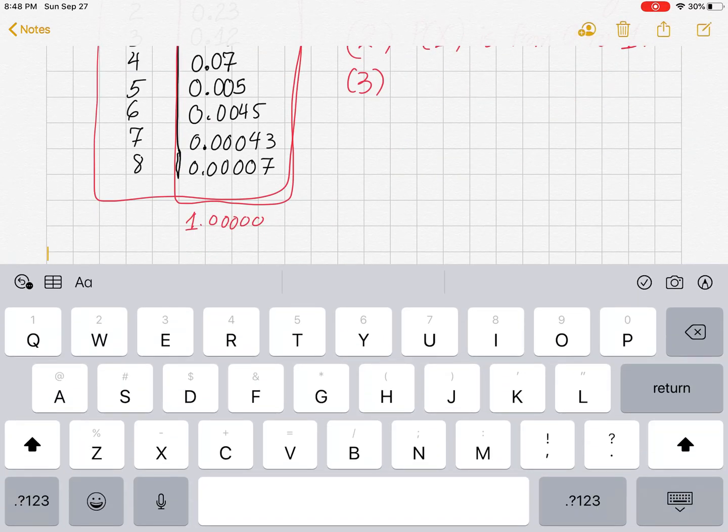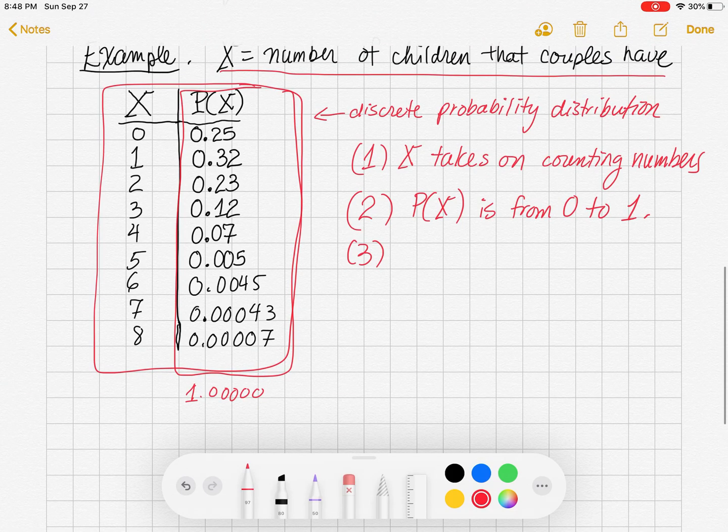Here they all tally up, right? They all have to tally up. So we're going to write it this way. We're going to write the sum. This symbol means the sum. Right? Add up. The sum of the p of x's is equal to 1. That's pretty important.